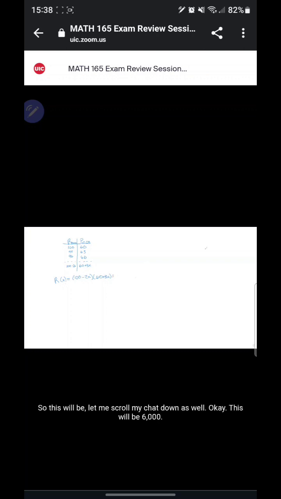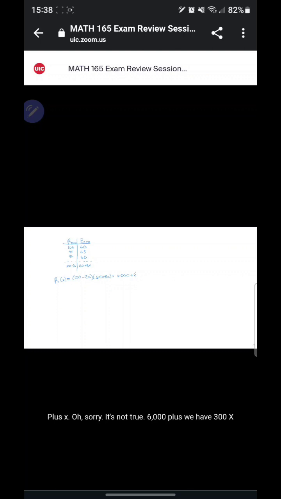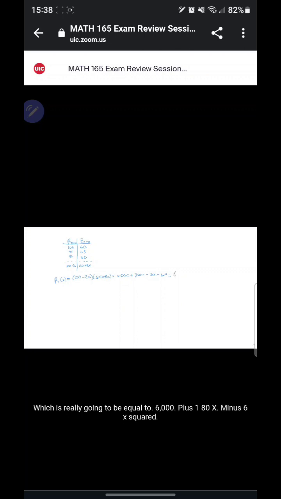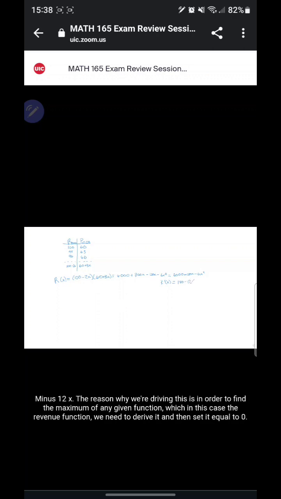Let me scroll my chat down as well. Okay. This will be 6,000 plus, we have 300x minus 120x minus 6x squared, which is really going to be equal to 6,000 plus 180x minus 6x squared. Okay. And then to differentiate this, we're going to get that R prime of x is equal to 180 minus 12x.